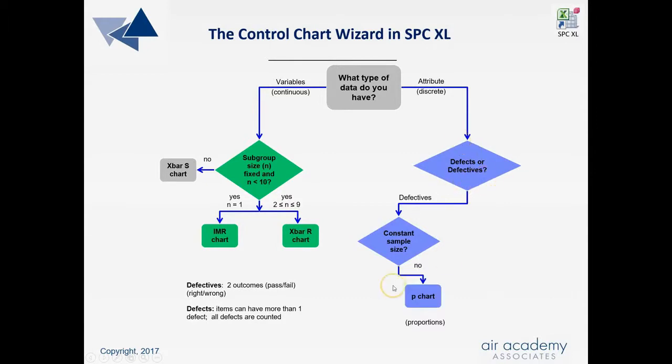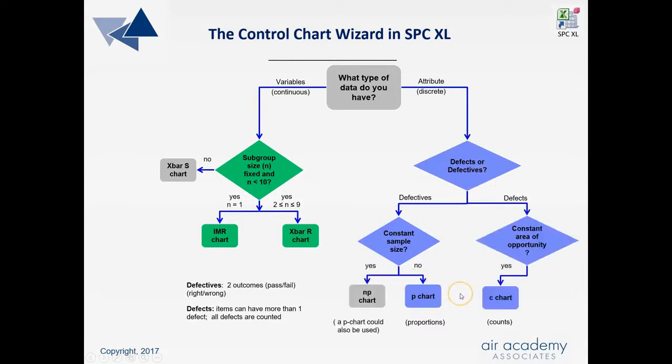The other side for attribute data has to do with P charts and C charts. P stands for proportion, C stands for counts. And the P chart can be used whenever the NP chart is used, and the C chart can be used and retrofitted if we have a U chart. So we'll talk about those in another day in another video. Let's now go to the software to show you how to do an IMR chart.